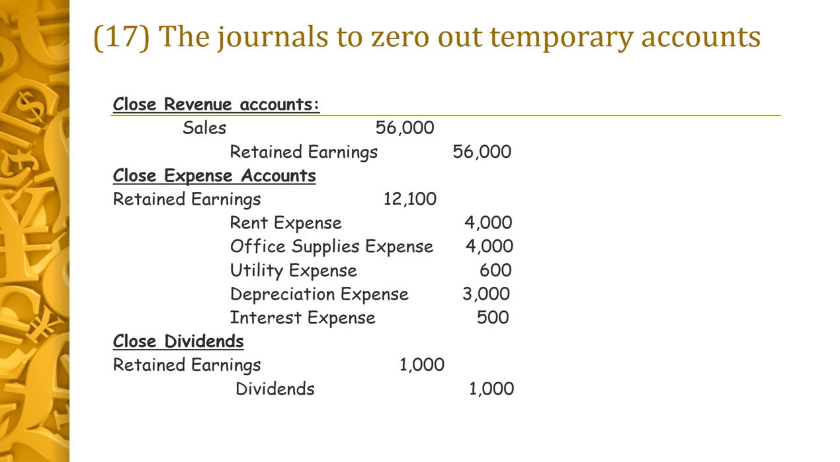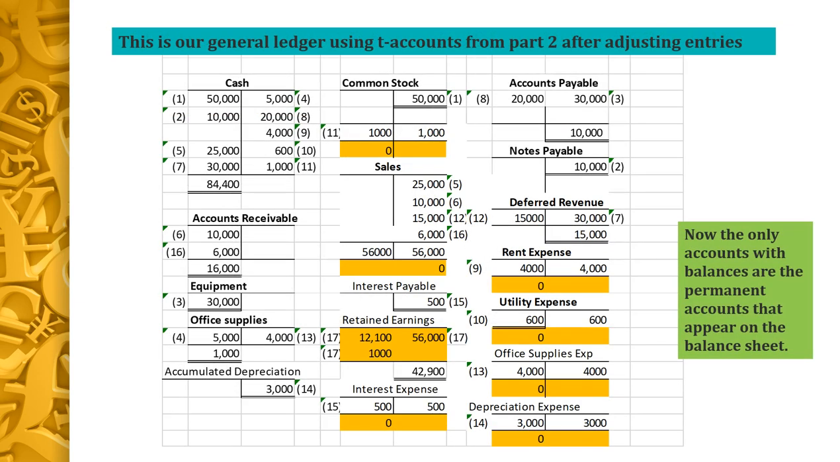Now we can again look at our general ledger. And as you can see, now the only accounts with balances are the permanent accounts that appear on the balance sheet. The temporary accounts have a zero balance. But I've also added the account retained earnings. That's why I highlighted that for you.